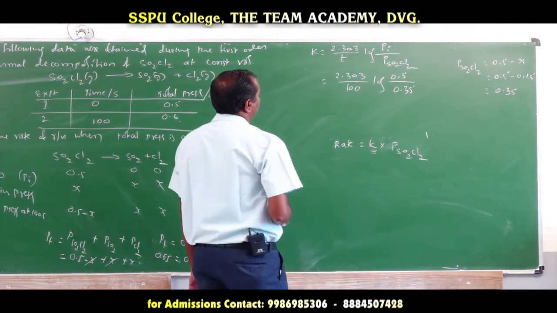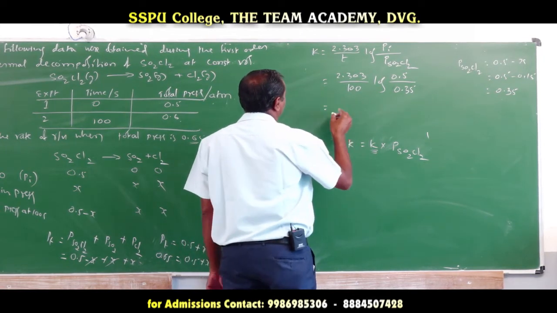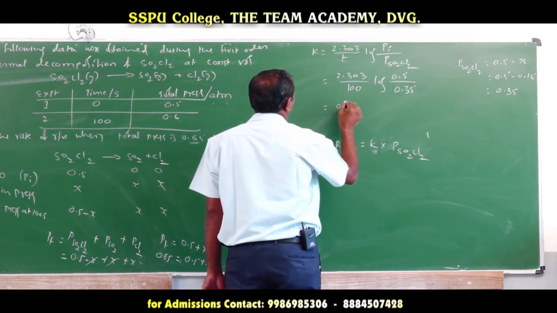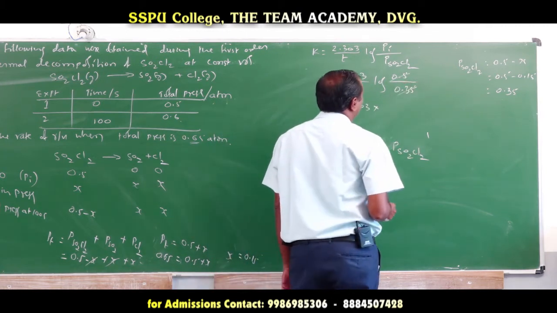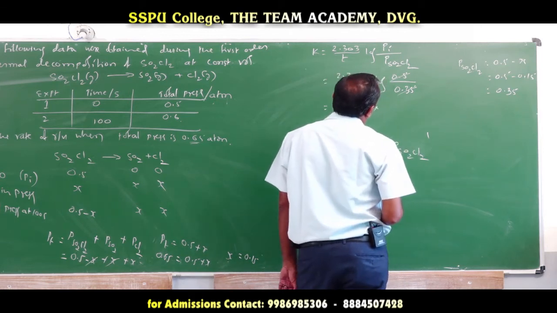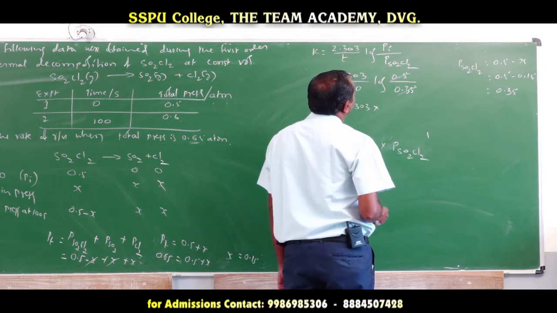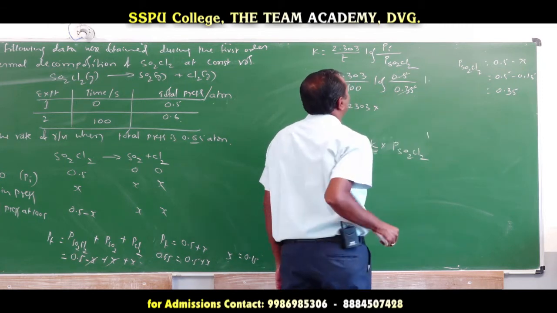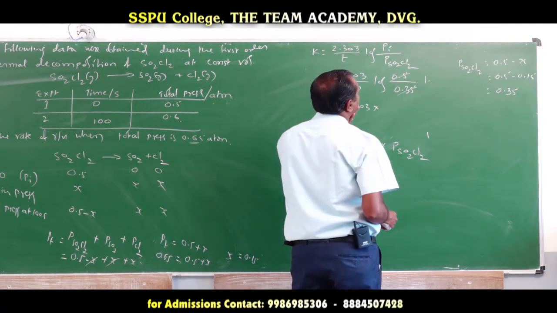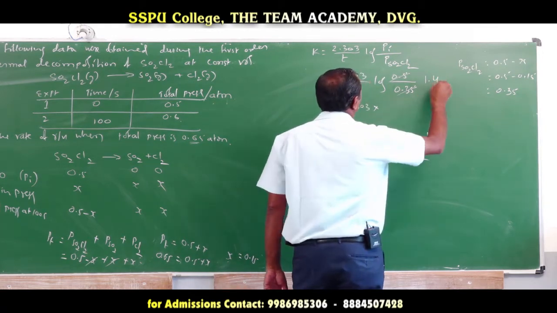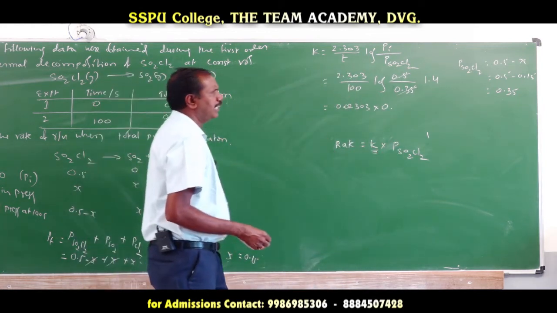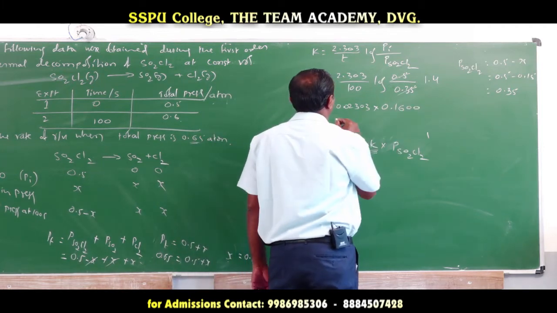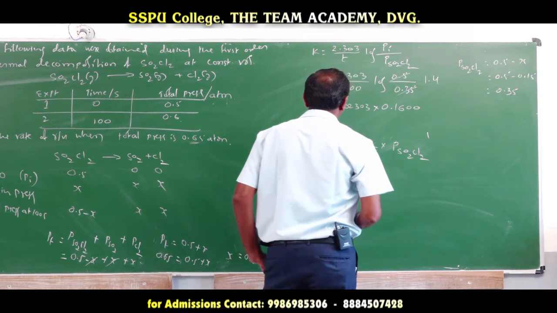So 0.5 divided by 0.35, then we can calculate 2.303 by 100, that is 0.02303, into log of 5 by 3.5. That is nearly 1.4, and the characteristic value for 1.4 gives a log of nearly 0.16. So finally we may get it.